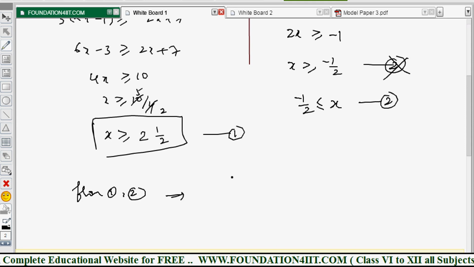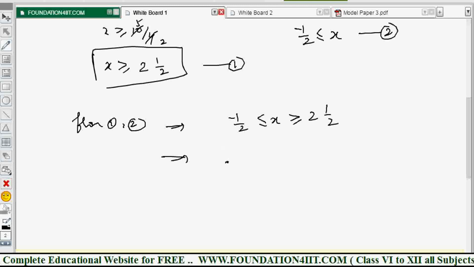Then from 1 and 2 we can write: minus 1 by 2 is less than or equal to x, and x is greater than or equal to 2 1 by 2. That means the x value is between minus 1 by 2 and 2 1 by 2. If you observe, x is greater than or equal to 2 1 by 2 and x is greater than or equal to minus 1 by 2. From both, finally x is greater than or equal to minus 2 1 by 2.